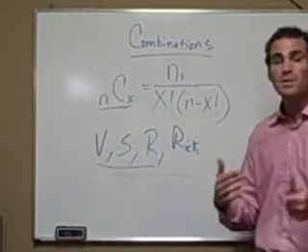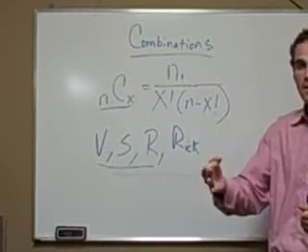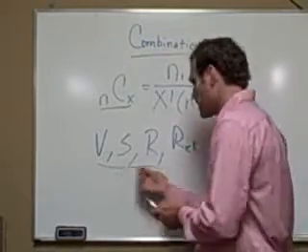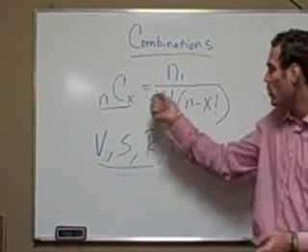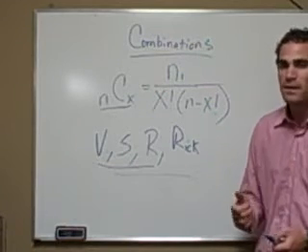So this formula will tell us exactly how many groups of 3 we can make out of 4 without getting our head all confused. We won't need to underline and try to figure it out. We will know exactly how many distinct groups of 3 we can get from 4.